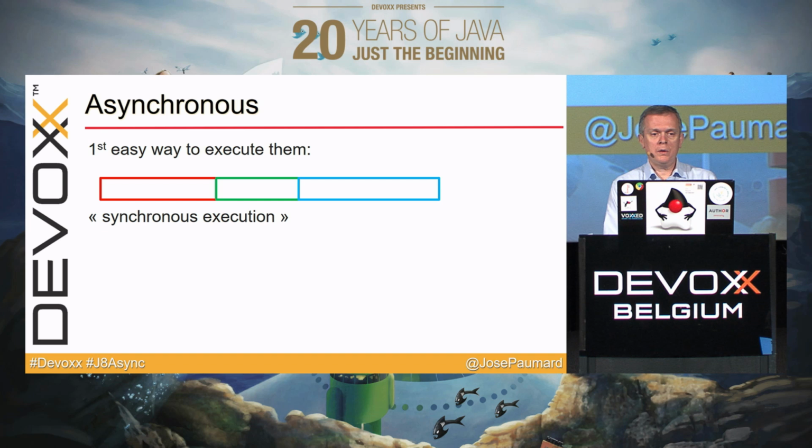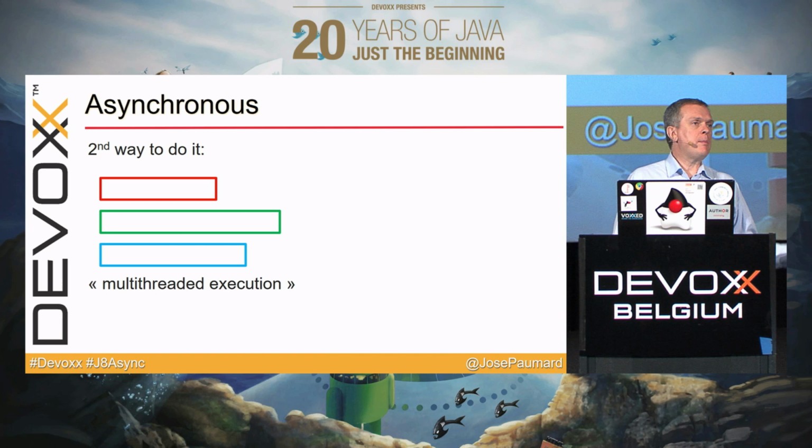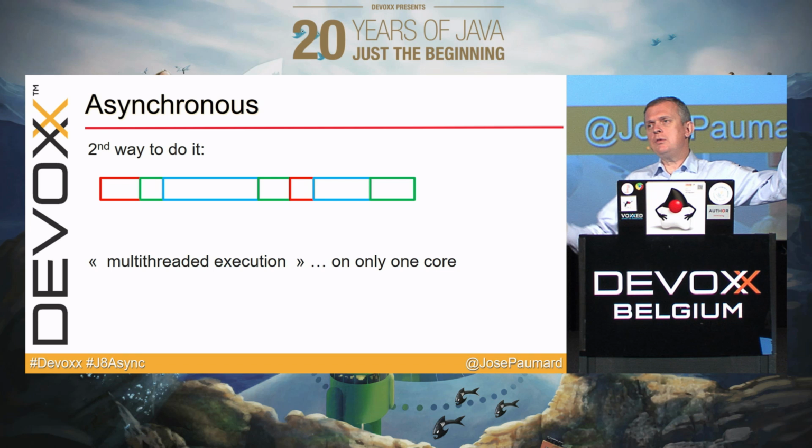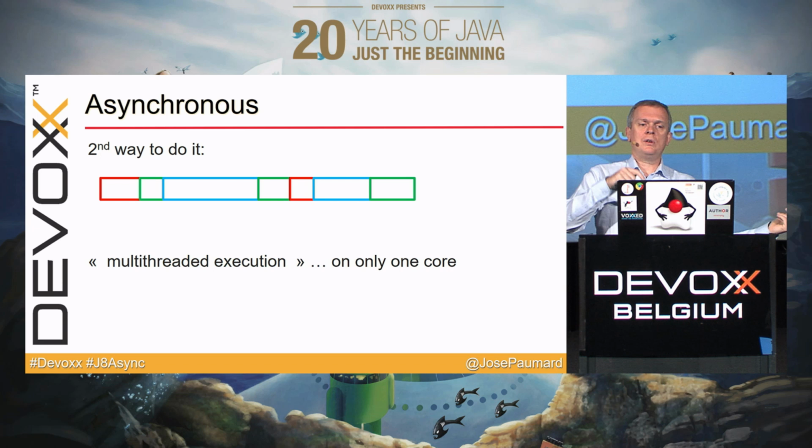And the second way to do it, I might think about, is, all right, I'm going multi-thread. One thread, one task, quite easy. And if I'm lucky enough to have at least a three-core CPU, it will all execute in parallel, just as it is written here. Now, if I have only one core, since it is multi-threaded and the thread scheduler is smart enough to detect that a task is blocking and pass the hand to another task, it might execute like that. First T1, then some piece of T2, then T3, then T1 again, etc. This is multi-threaded execution on only one core. It's very classical. I guess we all know what it is.